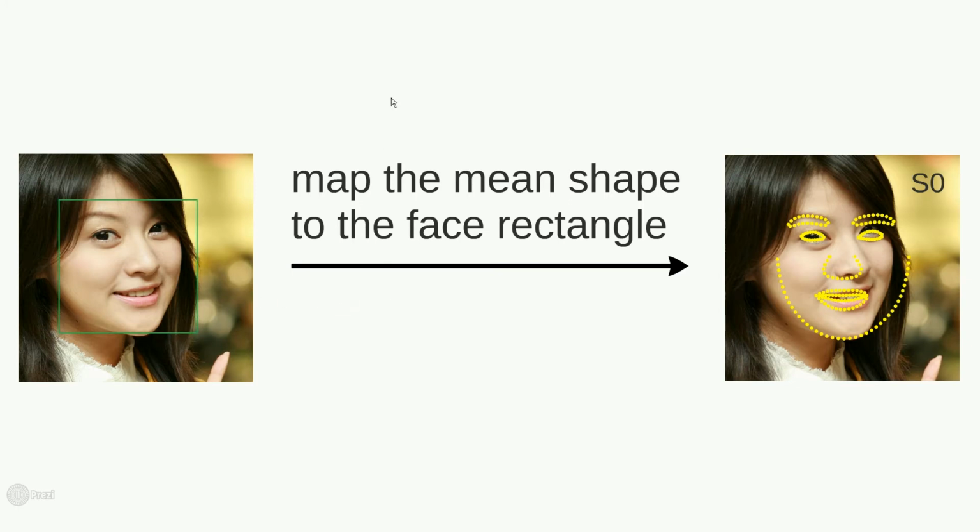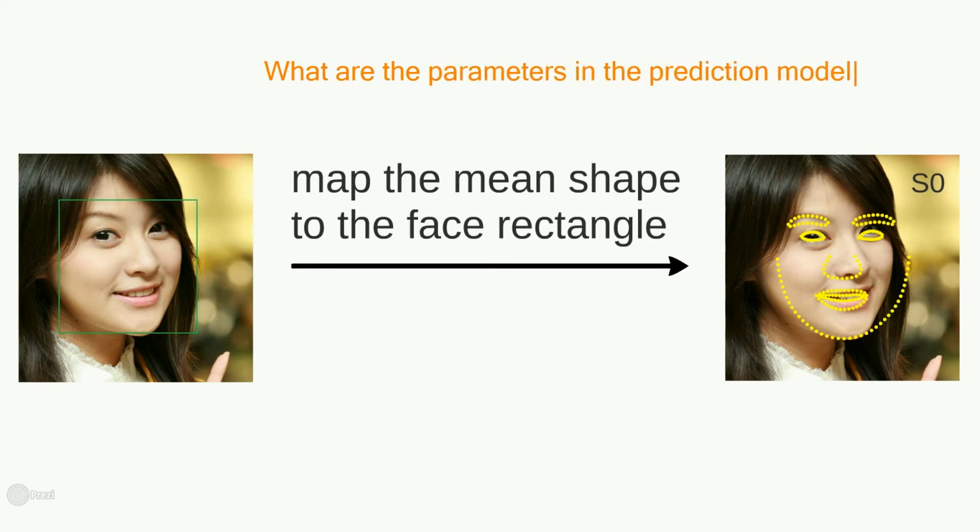Now, by the way, when we go through this testing stage, I want you to keep this question in mind, and that is: what are the parameters in the prediction model? For example, we just talked about one type of parameter, that is the mean shape.